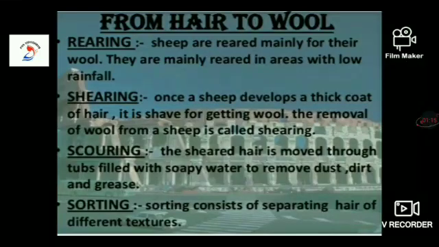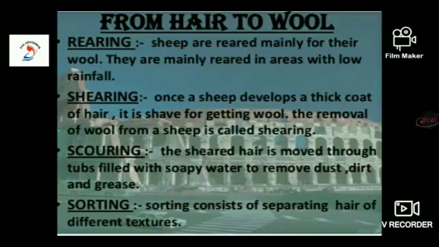What are the steps involved in wool production? That is, how sheep's hair gets converted into wool. Let's have a quick recap of the steps. Rearing. Sheep are reared mainly for their wool. They are mainly reared in areas with low rainfall.